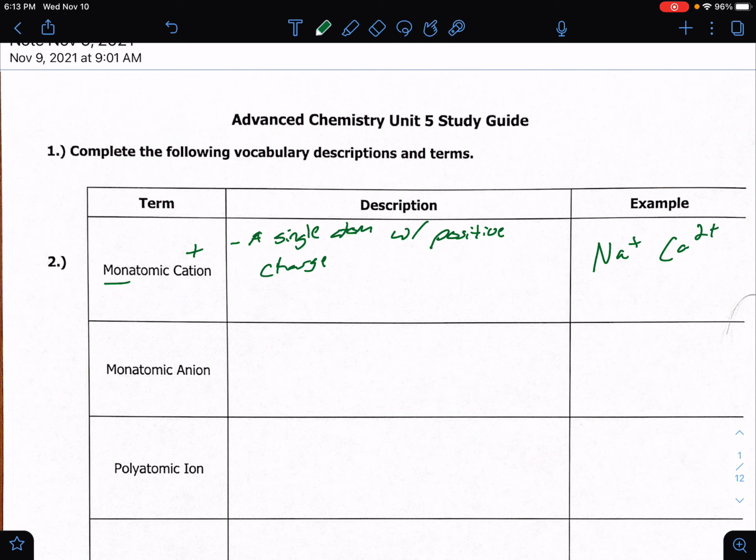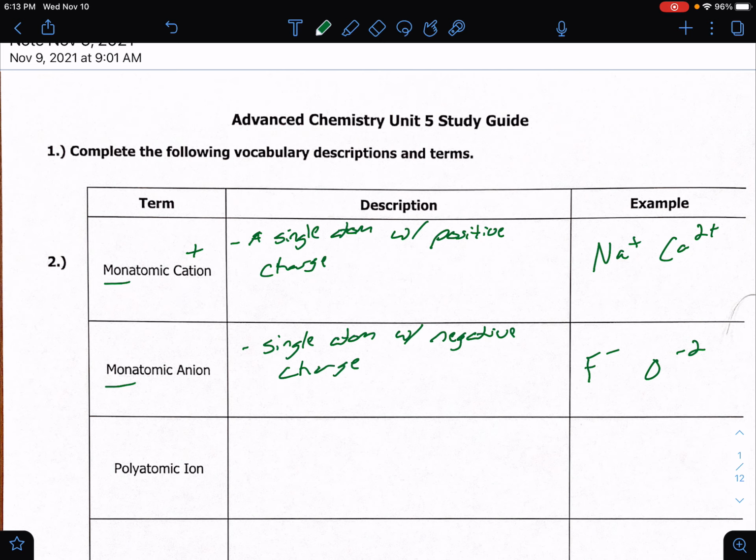Monatomic anion, so again, mono, so this is going to be a single atom with a negative charge. The reason why it's going to be a negative charge is because it's gaining an electron, which is going to make it more negative. So your examples would be something like F with a minus charge or O with a -2.